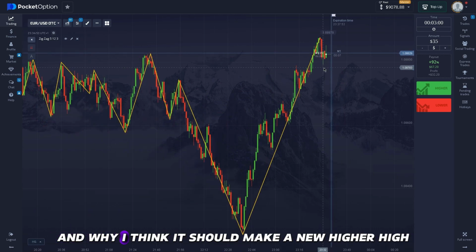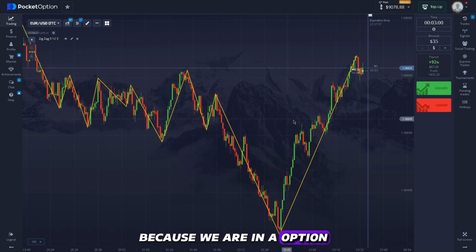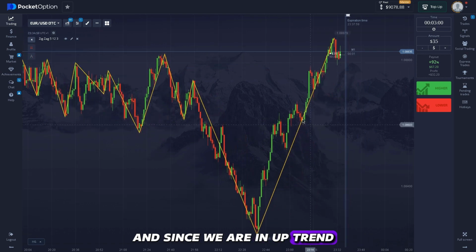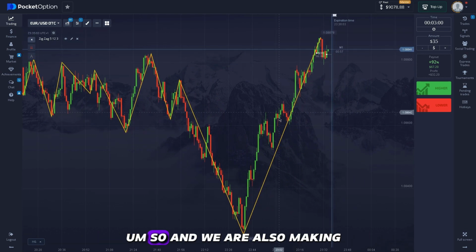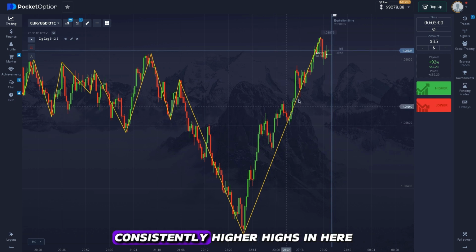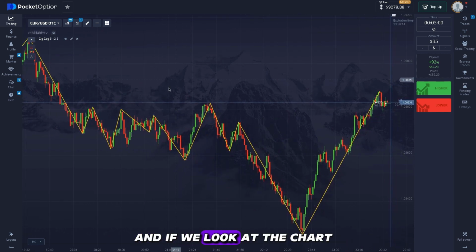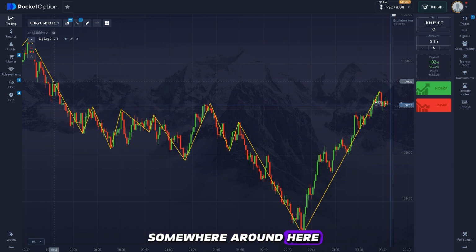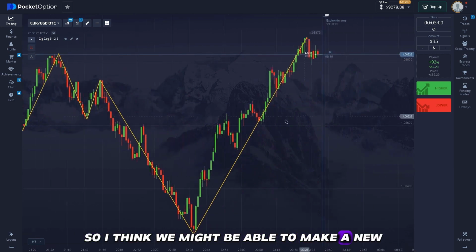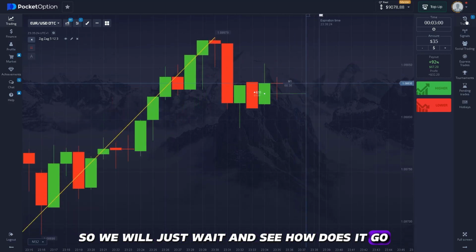And why I think it should make a new higher high, because we are in an uptrend, a short-term uptrend, I mean, and we are also making consistently higher highs in here, so we might be able to pull that off again. And if we look at the chart, the next level is somewhere around here, so I think we might be able to make a new higher high. So we will just wait and see how it goes.